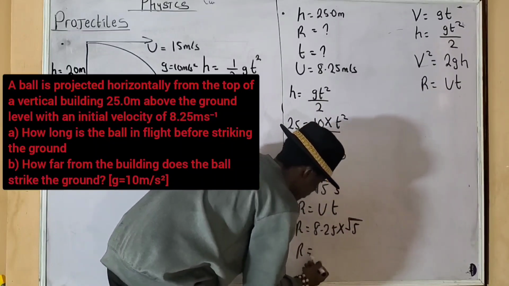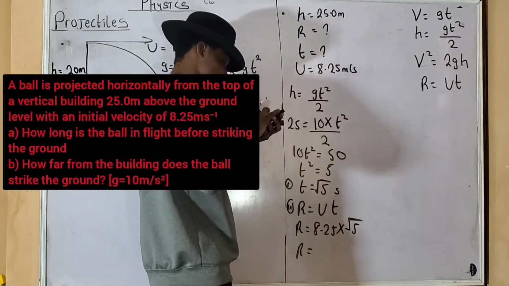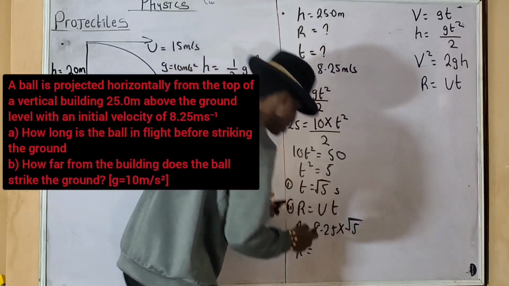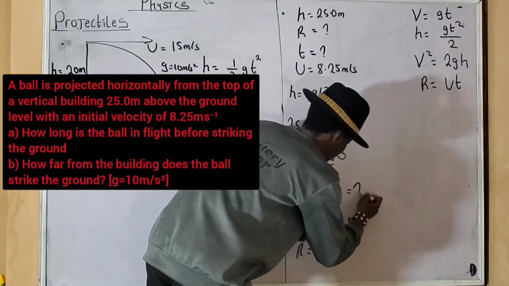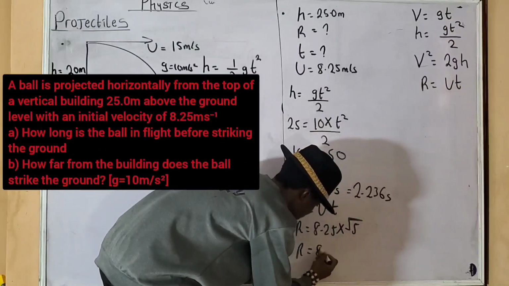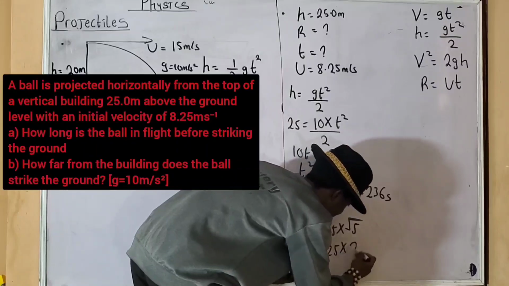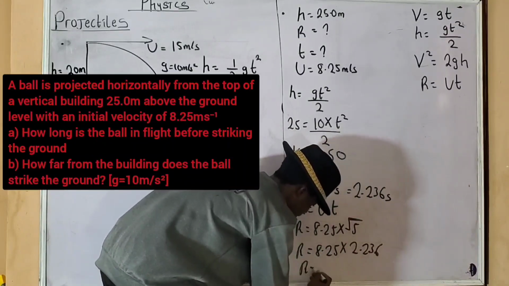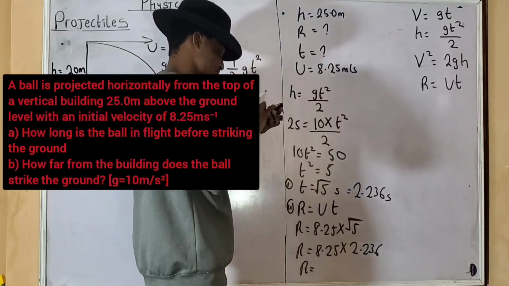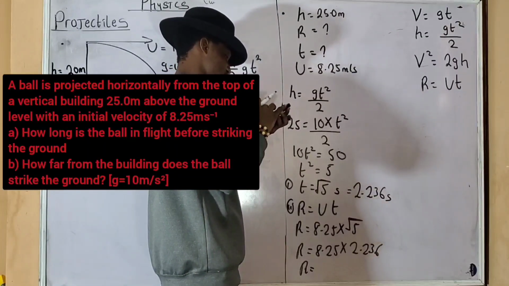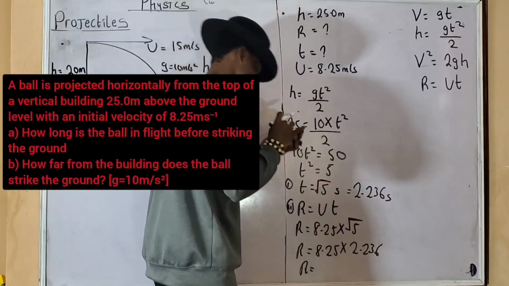The range is equal to, now, square root of 5 is 2.236, okay? So we can say that this is 2.236 seconds. So I'm going to have 8.25 multiplied by 2.236 seconds. So the range on your calculator, that is 18.4 meters.